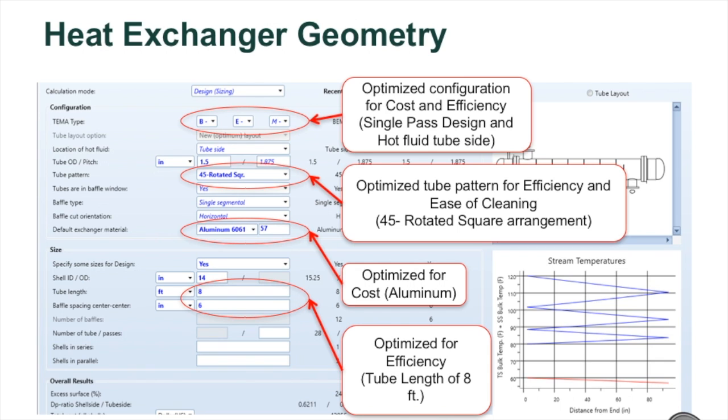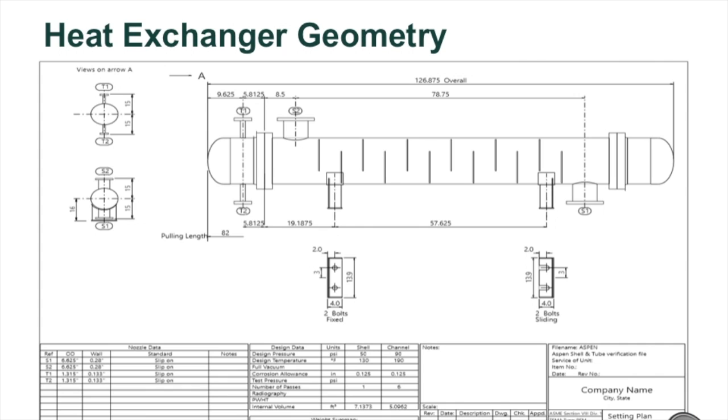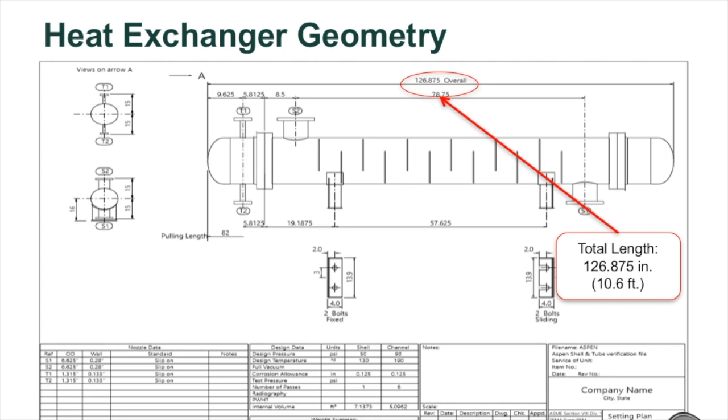The last thing we needed to optimize were the tube length and baffle spacing. We chose a tube length of 8 feet with baffle spacing of 6 inches to comply with the standards for heat exchangers and to make our heat exchanger very efficient. Here's a blueprint design of our heat exchanger. You can see that the total length of the structure is 126 inches, about 10.6 feet, which is much lower than the 25 feet requirement that we have available to us.